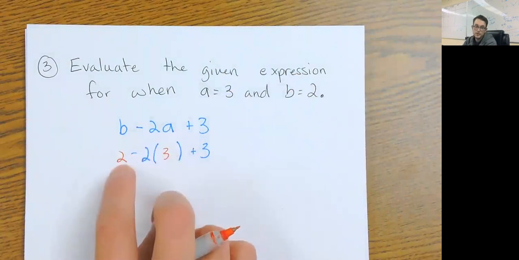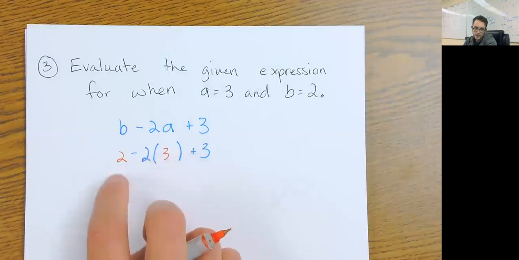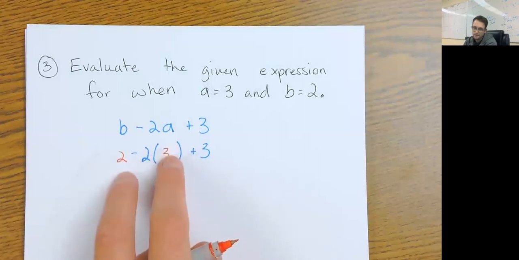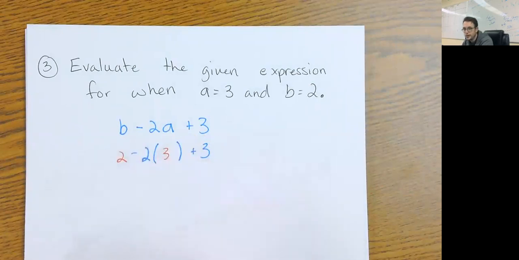Notice I didn't put parentheses around this. There are sometimes where you need to put parentheses, other times where you don't. It becomes pretty intuitive as you do more and more of these, where you figure out where you need to put parentheses around the substitution, where you do not. Usually you need to put parentheses if there is something directly beside it, like multiplication.